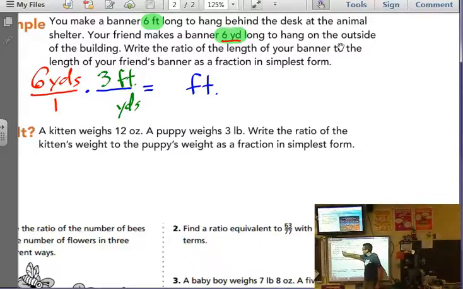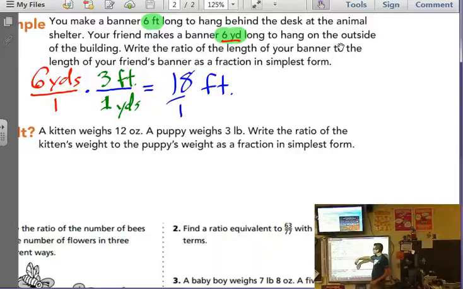Then I insert the numerical values that will let me make this conversion. So how many feet? 3. How many yards? 1. These have to equal, because then we're technically multiplying by 1. We're not actually doing anything here. We're just changing what things look like. So we're not changing the length. We're just changing our unit. And this becomes 18 over 1, or just 18 feet.